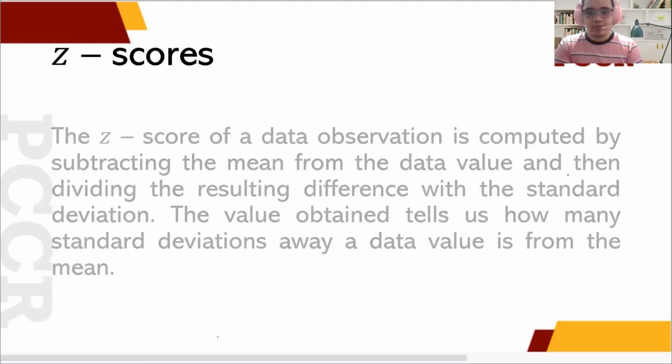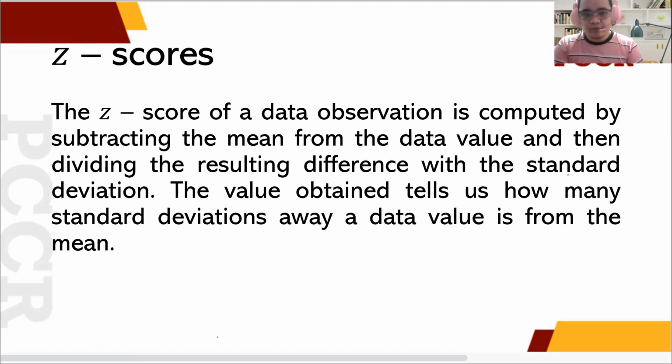The next one will be about z-scores. The z-score of a data observation is computed by subtracting the mean from the data value and then dividing the resulting difference by the standard deviation. The value obtained tells us how many standard deviations away a data value is from the mean. So basically, with z-scores, we compute how far a data value is with respect to the mean.